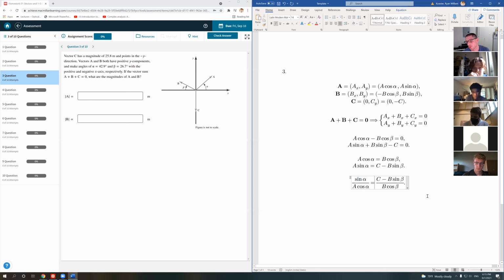The other thing that it does for me, right? And then rewrite this as tangent alpha. And there you go, right? So at this point, it should be something you can do the algebra for and solve.